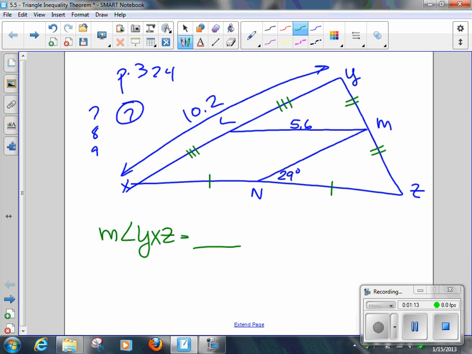That angle, YXZ, which is going to be this one right here. Okay? Now, here's a couple different things you got to remember.